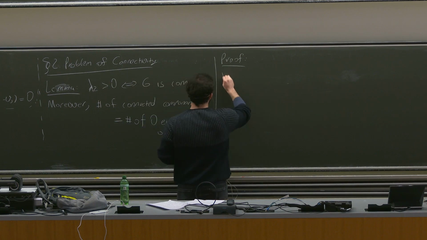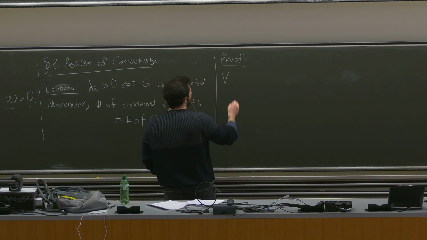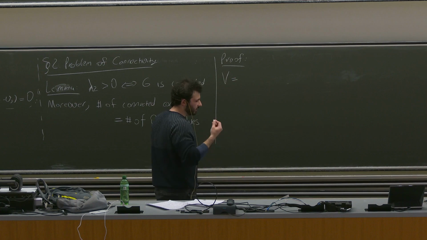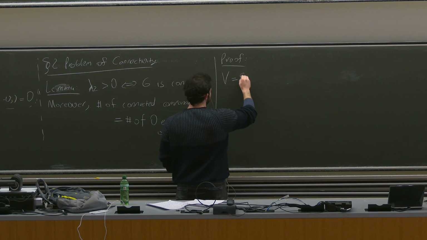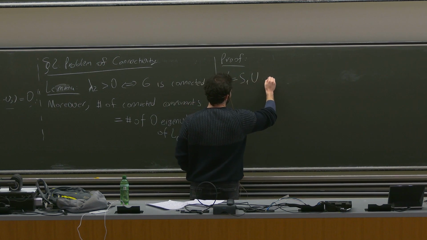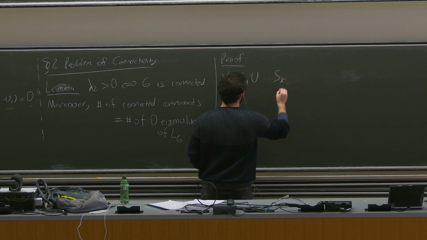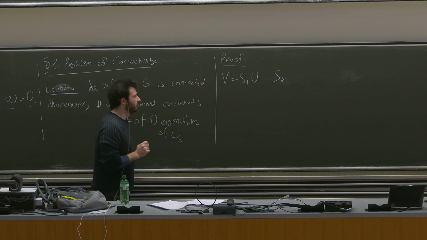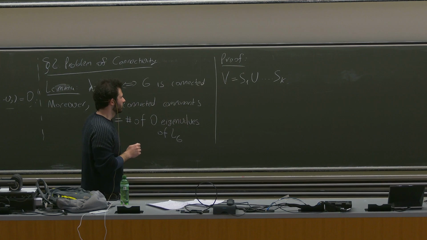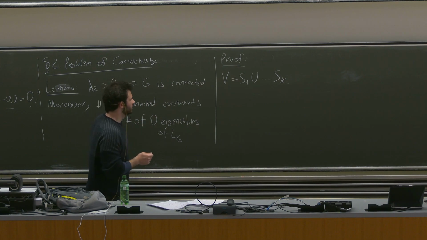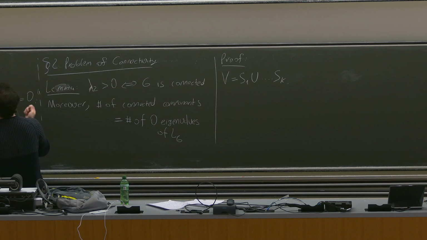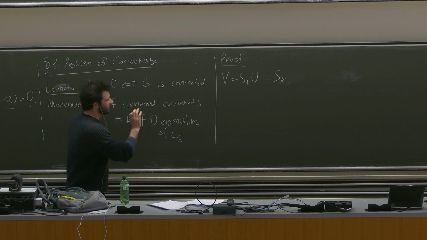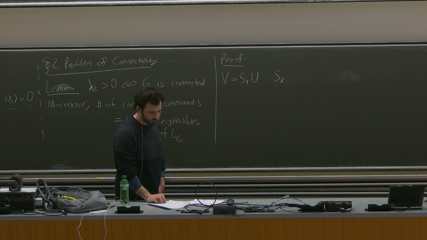We have our set of vertices, and if there are k connected components in this graph, this will mean we can write the set of vertices as a disjoint union of connected components. So for example, for this graph, S1 will look like 1, 2, 3, and S2 will look like 4, 5, and those will be the two connected components.